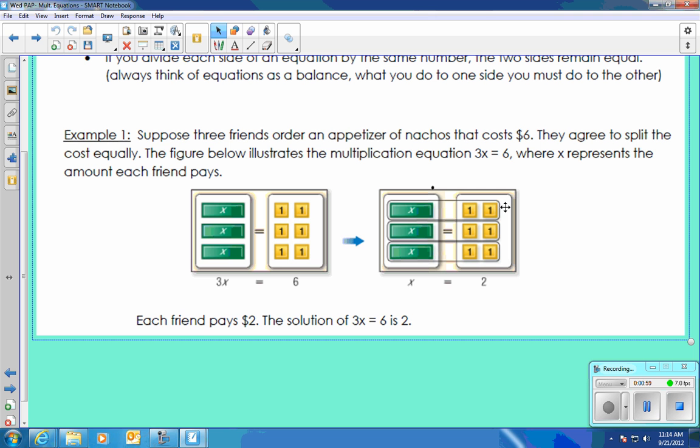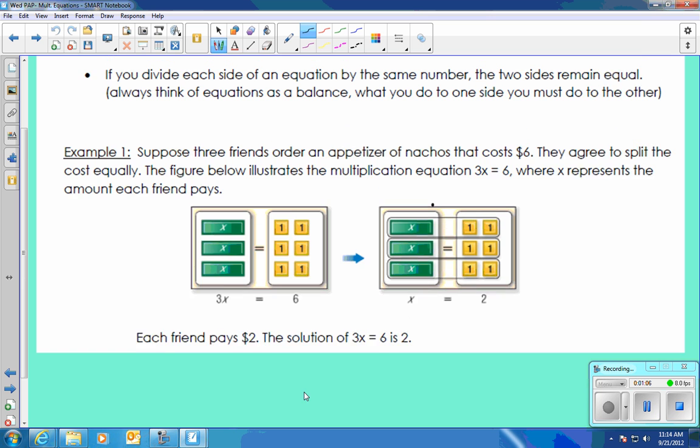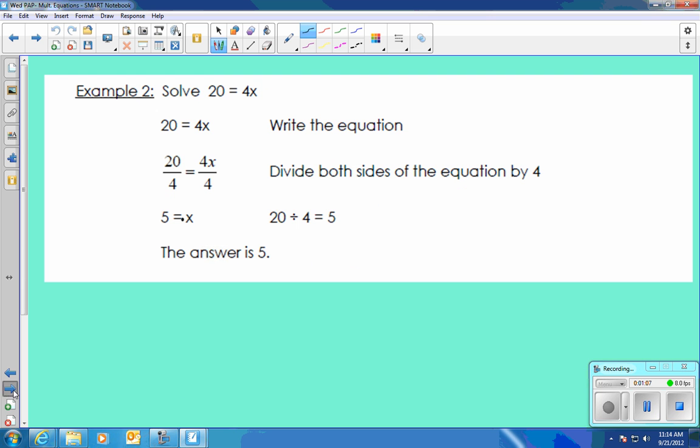And so we need this split into 3 groups. As you can see, they've circled across over here. So the solution is x equals 2.